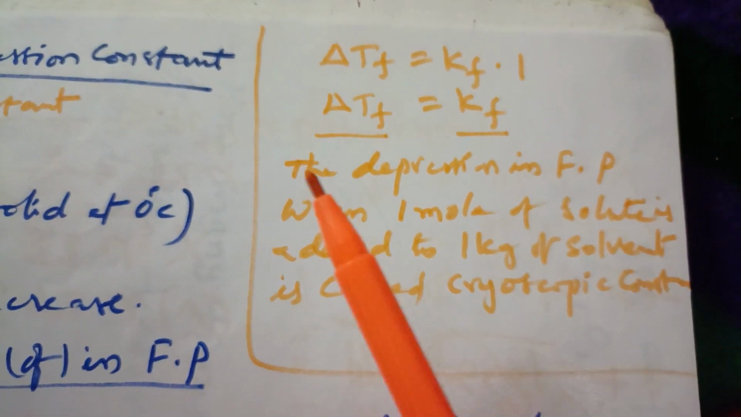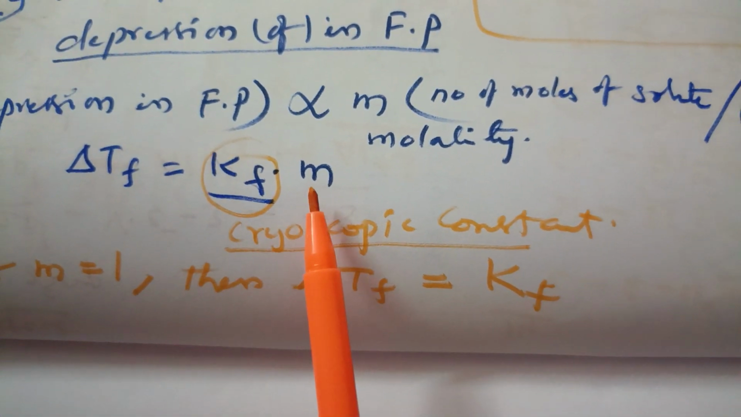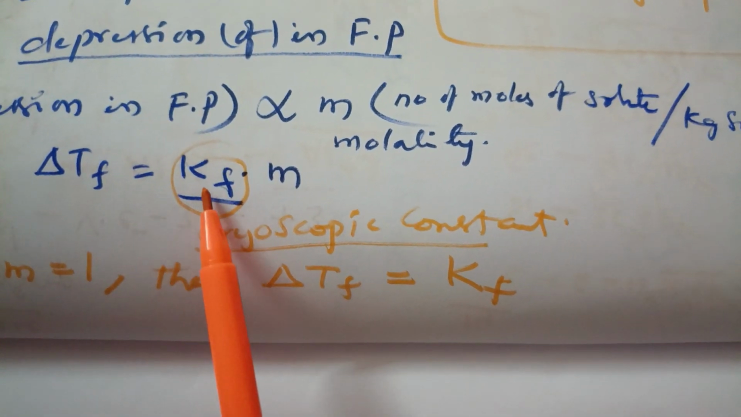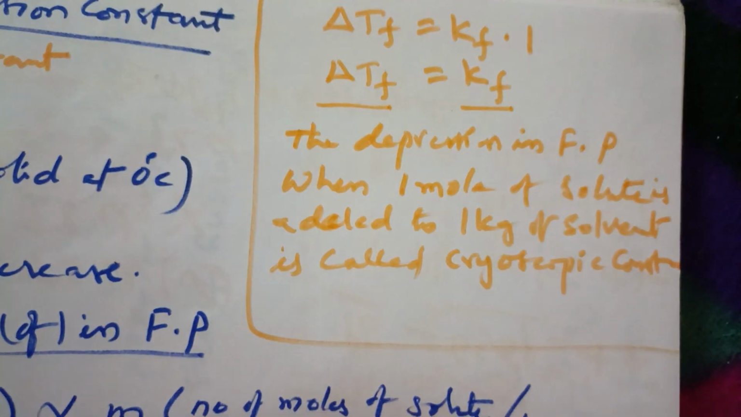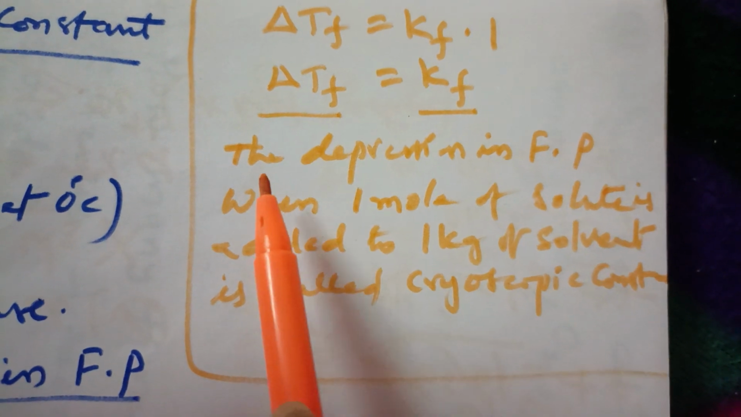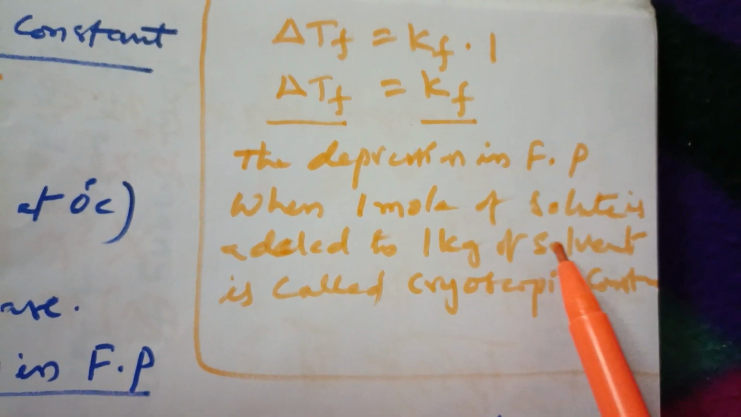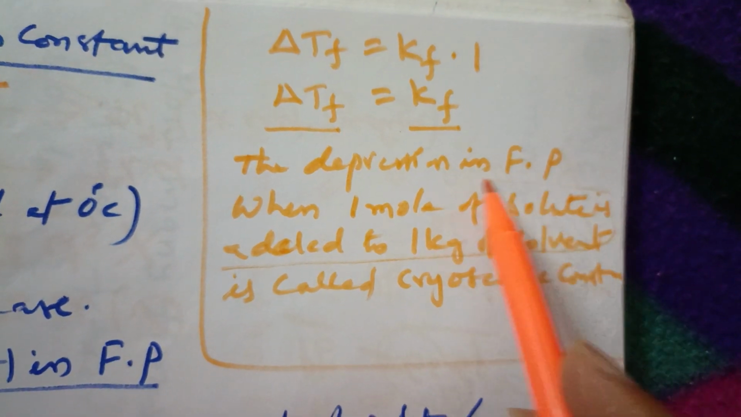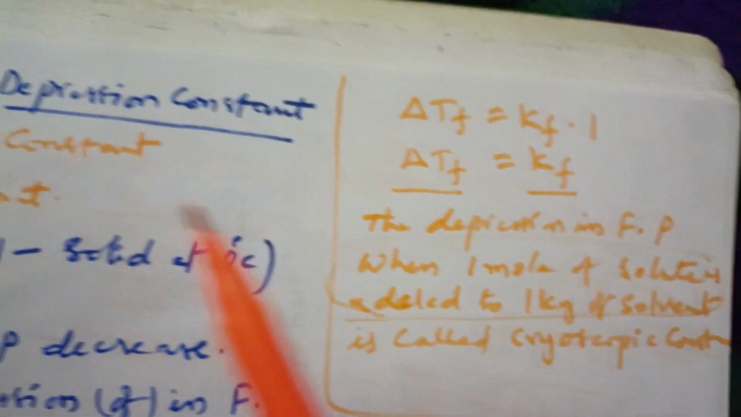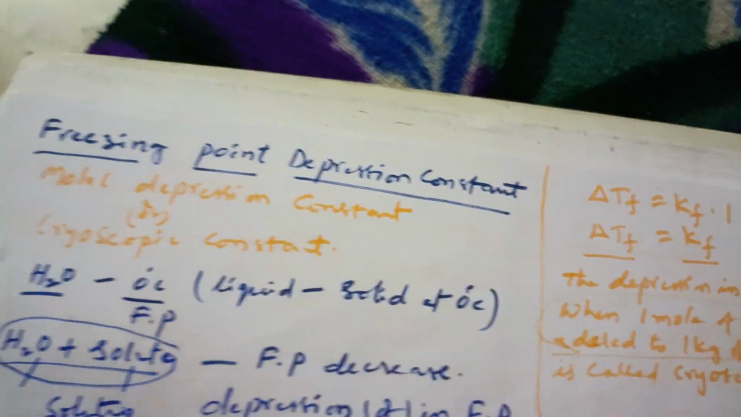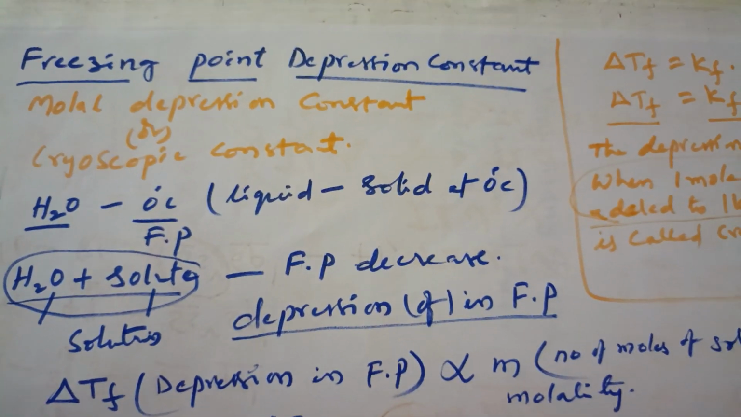You see, if you take m equal to 1, this is the equation delta Tf equal to Kf into m. If m equal to 1, then delta Tf is equal to Kf into 1, that is Kf. That means if you take a 1 molal solution, the depression in freezing point when 1 mole of solute is added to 1 kg of solvent is called the cryoscopic constant or freezing point depression constant. Freezing point depression constant, molal depression constant, or cryoscopic constant, all are the same.